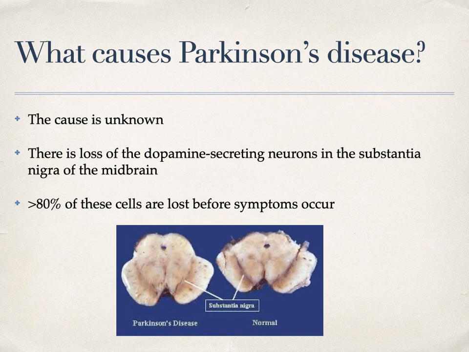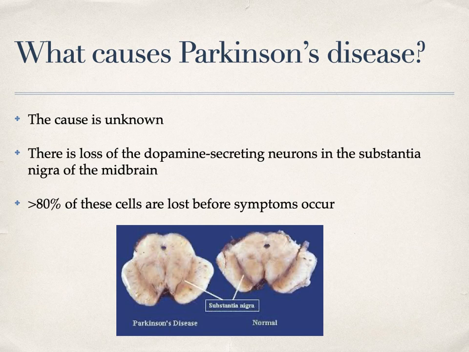Okay, so I think that's all the main features of Parkinson's disease. To move on, again, we're sticking to idiopathic Parkinson's disease here, not Parkinsonism. I'll talk about those different disorders momentarily. But with Parkinson's disease, the cause is unknown. There's loss of dopamine secreting neurons in the substantia nigra of the midbrain. So we know it's a neurodegenerative disease, but what kicks it off or what causes it is still not quite clear.